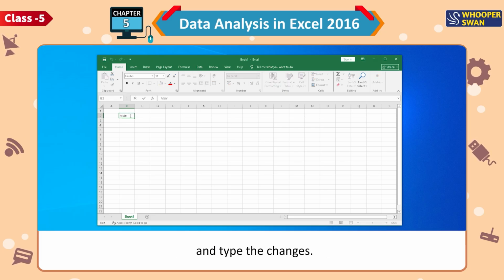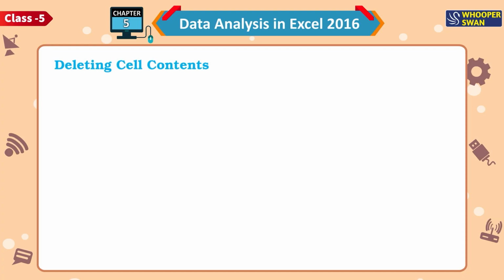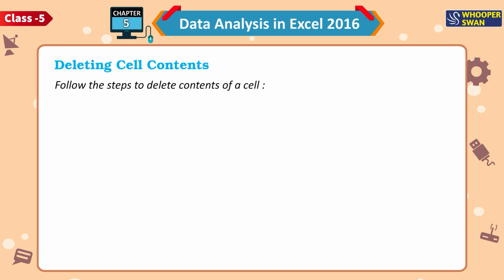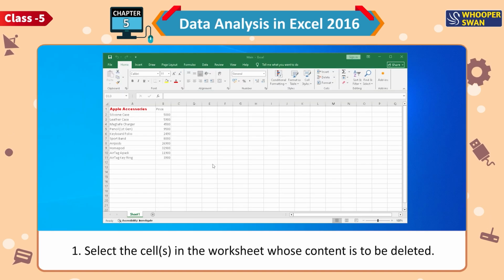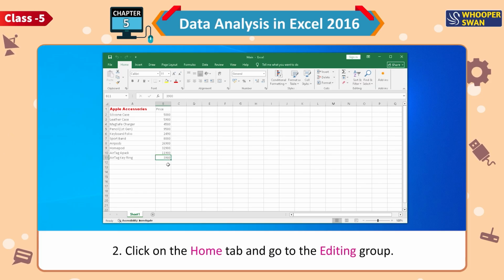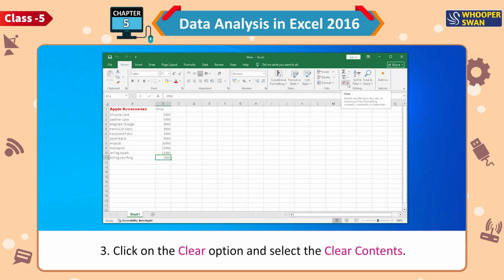and type the changes. Deleting cell contents. Follow the steps to delete contents of a cell. Step 1. Select the cells in the worksheet whose content is to be deleted. Step 2. Click on the Home tab and go to the Editing group. Step 3. Click on the Clear option and select Clear Contents.